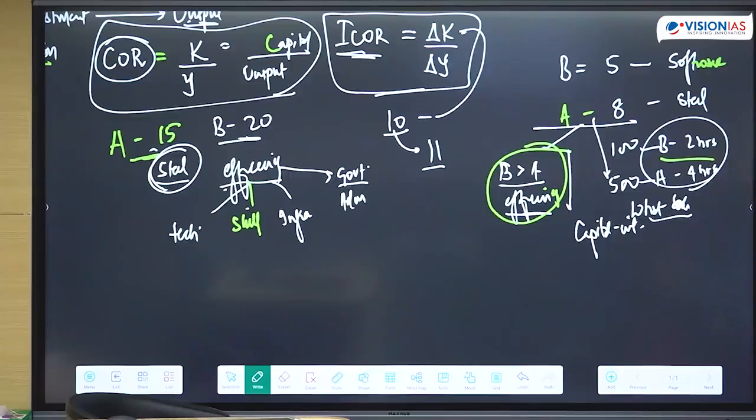Software industry would require less investment to produce output of 1 unit, but the steel industry would require huge investment to provide you output of 1 unit. That means COR or incremental capital output ratio is not a conclusive proof of poor efficiency. It is also an indicator of capital intensity. Is this clear? You can write this down.